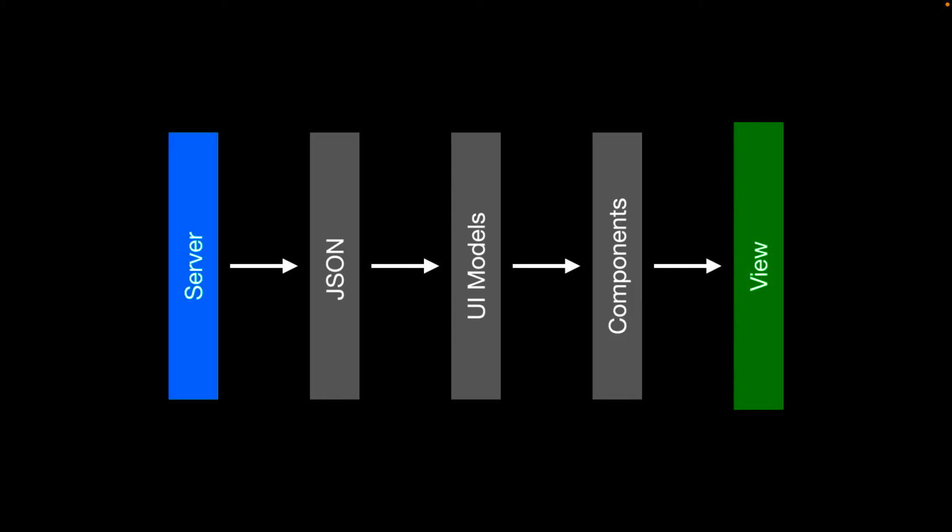And that is the architecture that we're going to be using for our server-driven UI. Starting with the server, sending the JSON back, mapping it to the UI models. UI models are passed to a particular component, and in the end, the component will be responsible for rendering a particular view.